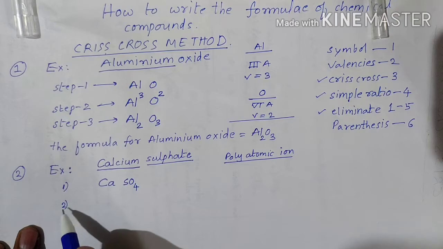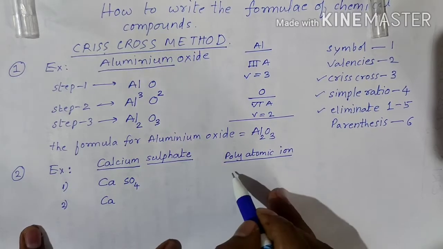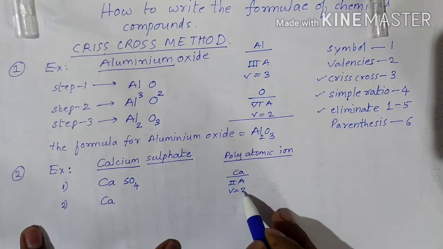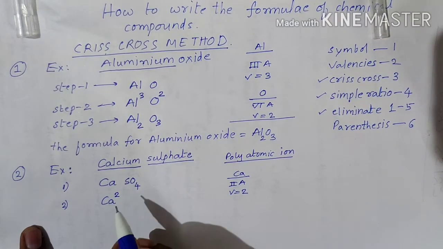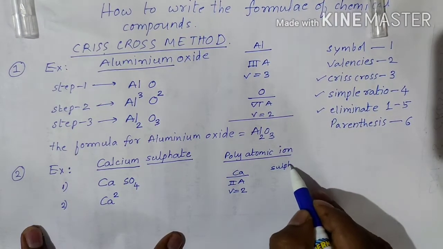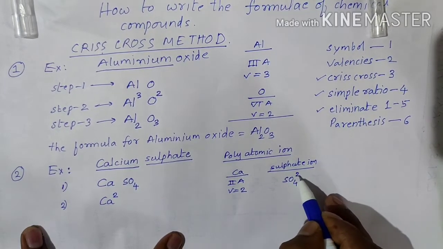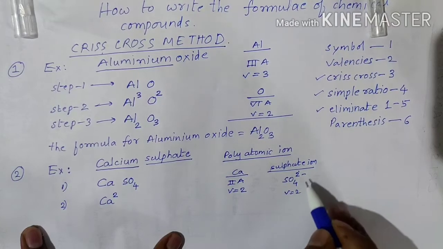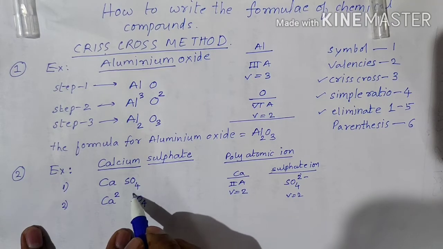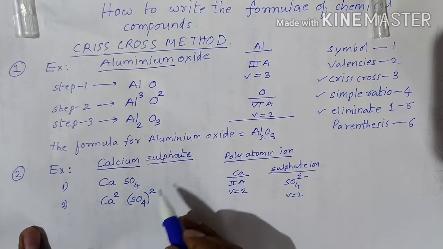In the second step, we have to write the valencies of these constituents. Calcium belongs to group 2A and its valency is 2, so simply write 2 on top of calcium. The formula for sulfate ion is SO4 2 minus. Here 2 is the valency and minus is the charge. So write SO4 here, and since it is a polyatomic ion, we put parentheses and write its valency on top of the SO4.